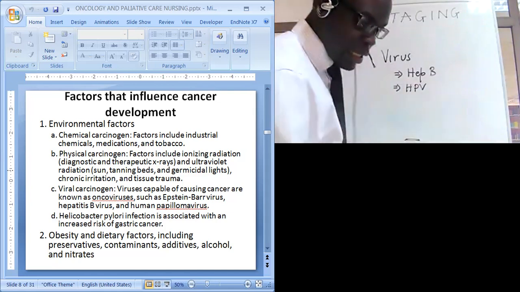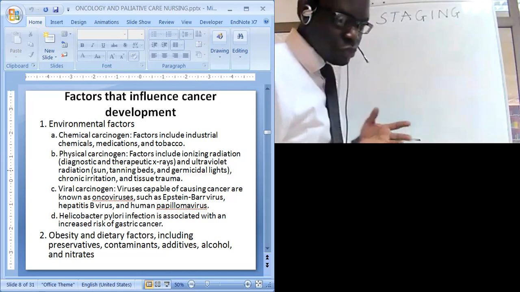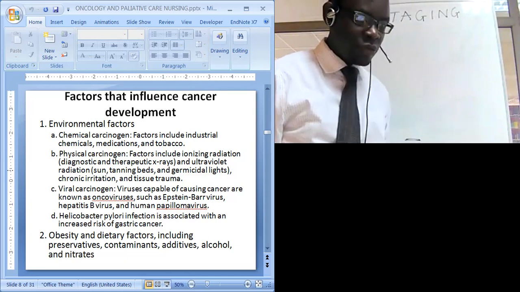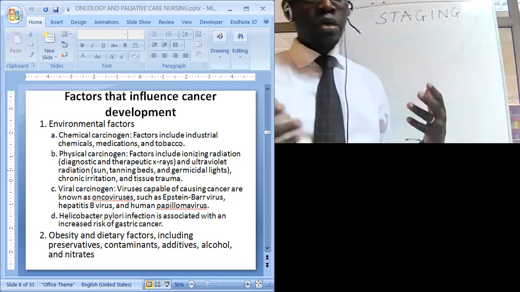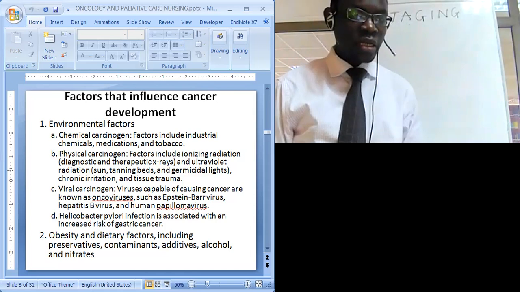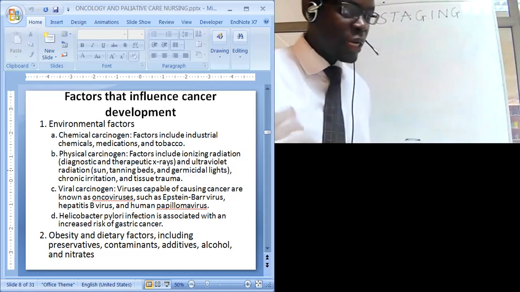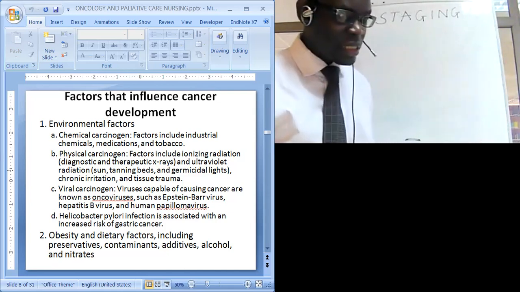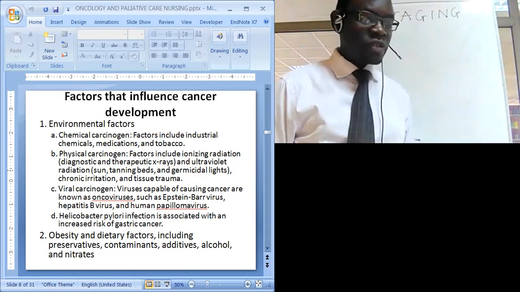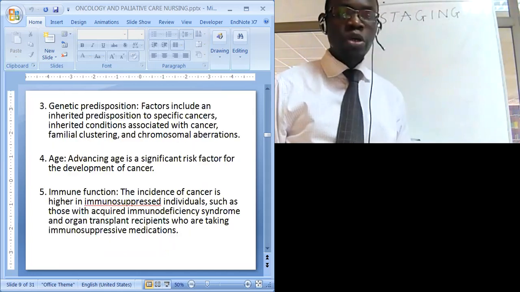The other one, which is very common, is Helicobacter pylori, or H. pylori. This is a bacteria that is associated with peptic ulcer disease and gastric ulcer, and so it is associated with the development of gastric cancer in the long run. Other things like obesity and the diet that we eat, the different preservatives, the contaminants, the additives, the nitrates, and even alcohol, can all predispose someone to getting cancer.